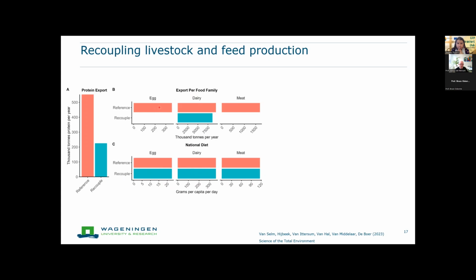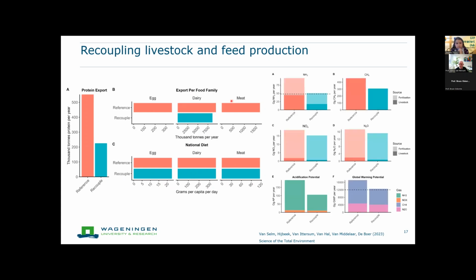A lot of export of eggs and meat in the current situation, but it will go back to zero in the new situation. And there will still be a very substantial export of dairy products. At the same time, we can reduce many environmental impacts with this new recoupling scenario.